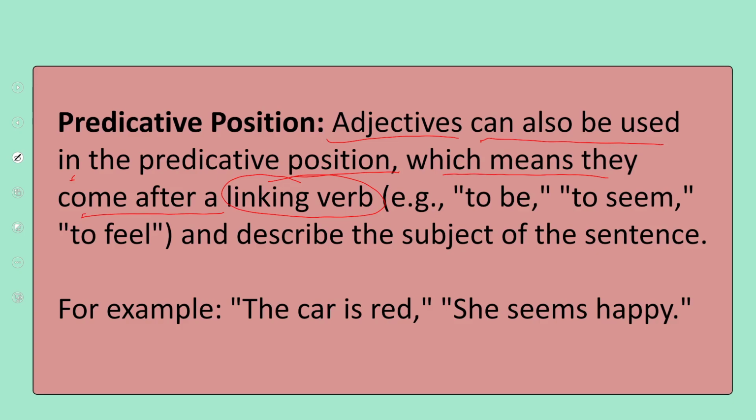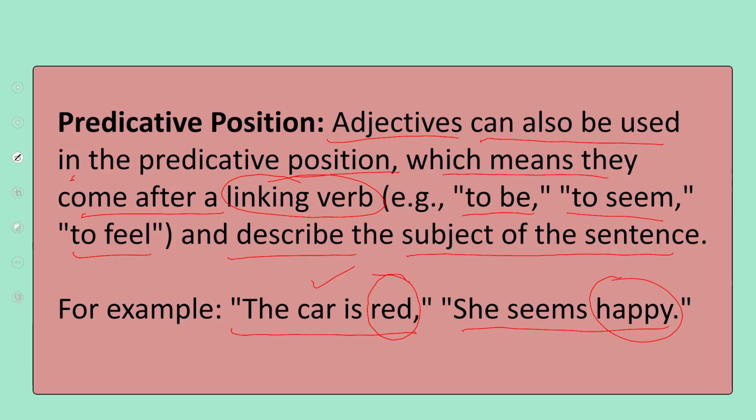For example, all the linking verbs that you can think of: to be, to seem, to feel, etc., and they describe the subject of the sentence. For example, the car is red, or she seems happy. Can you spot the adjectives in these two exemplary sentences? Yes, our adjective in the first sentence is red, and in the second one, it is happy. And both these adjectives are coming after your noun and your linking verb.